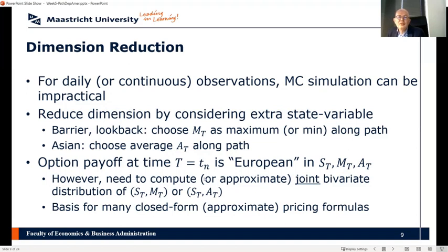However, to compute this European option, you need to know the joint bivariate distribution of the final stock price and the maximum, or the final stock price and the average. And this is basically the basis for many closed form approximate pricing formulas for these multi-look or these lookback barrier type of options.